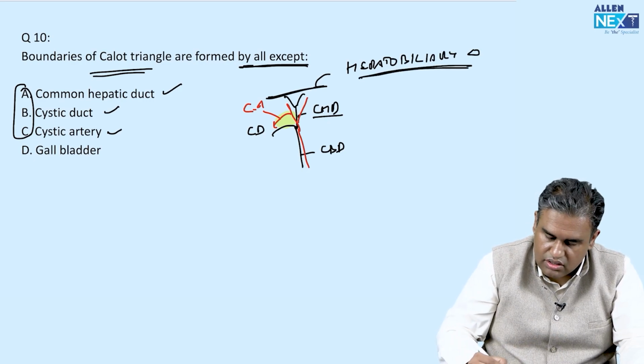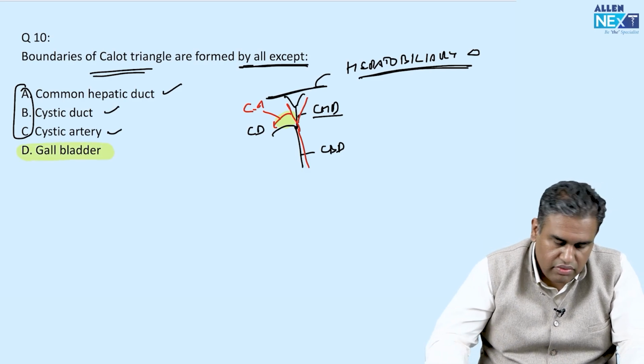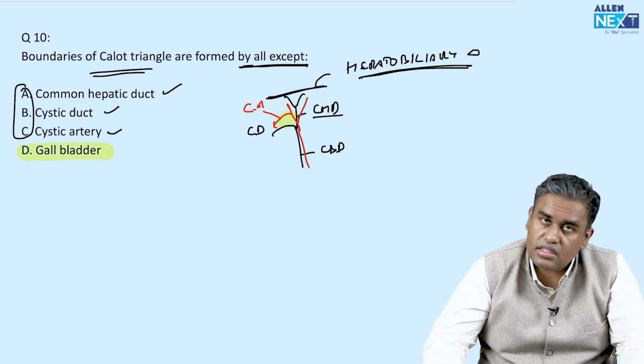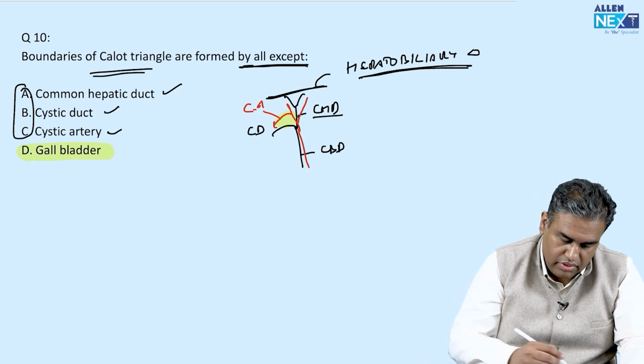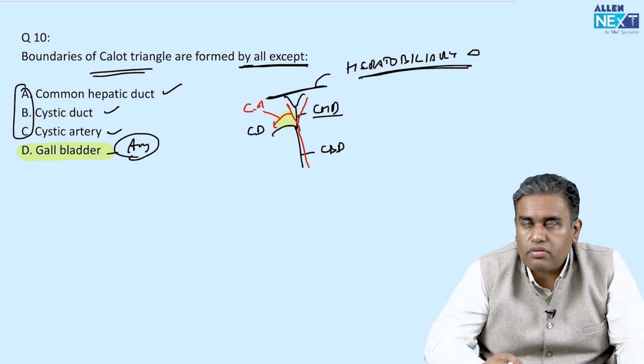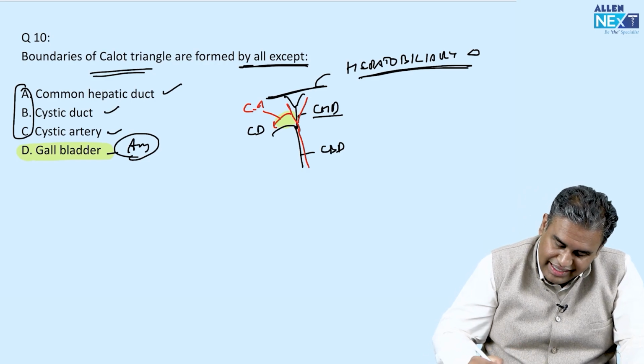So obviously, the gallbladder is not a content or forming any boundary of the Calot's triangle. It is the cystic duct that forms it, not the gallbladder. Therefore, we can easily go with this as the answer, the wrong one over here. Okay, what is the content of this Calot's triangle?